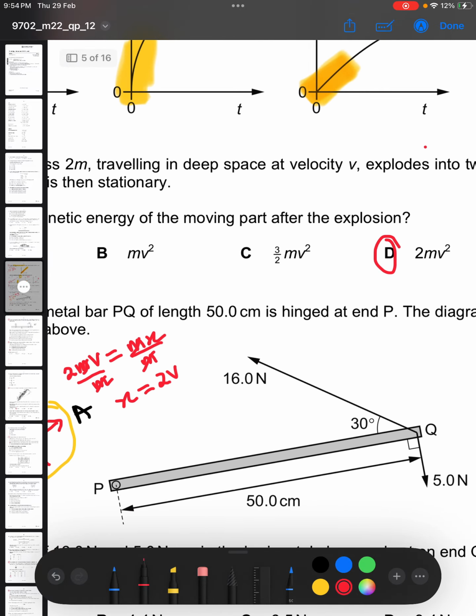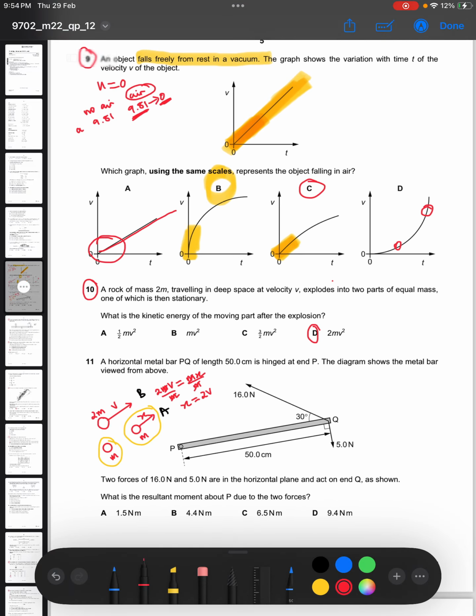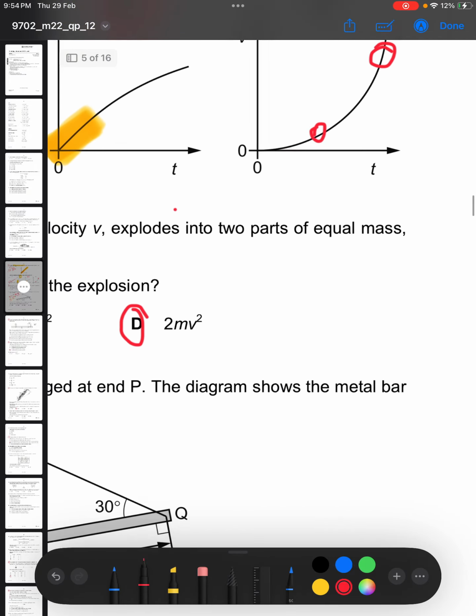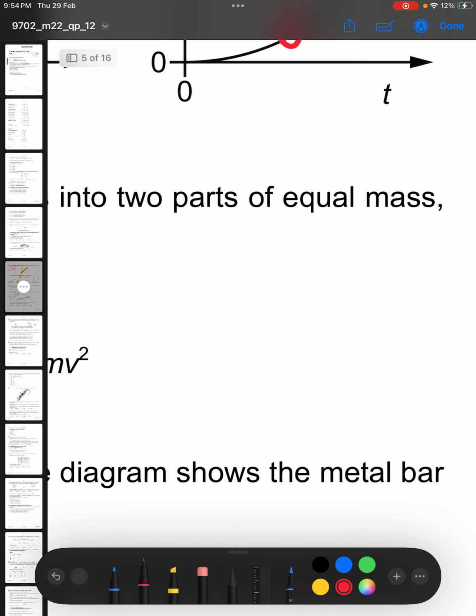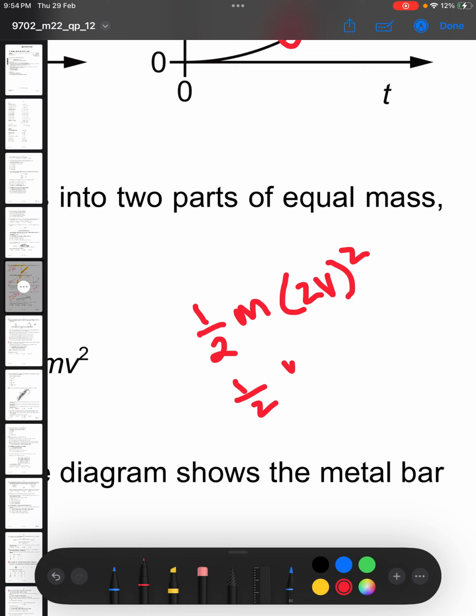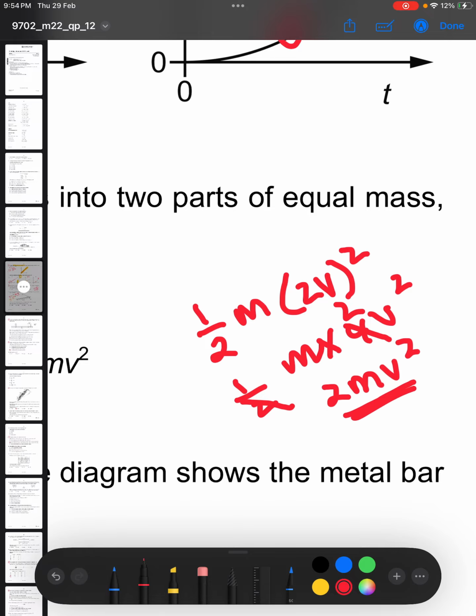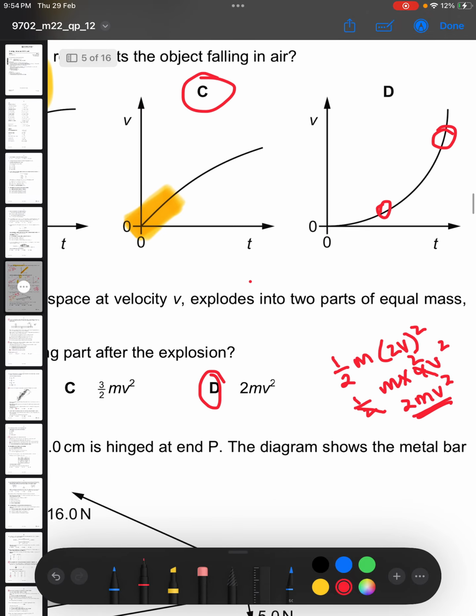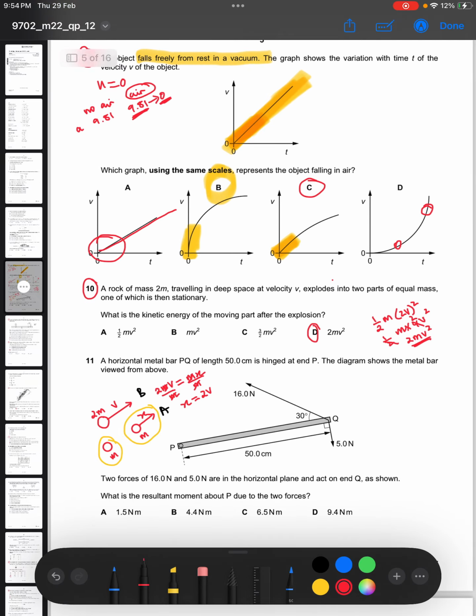So the velocity of the moving particle after the explosion is 2v. Now, knowing that its mass is m, its kinetic energy will be half m times its speed squared. But its speed is 2v, so 2v squared. This becomes half m times 4v squared. Half of 4 is 2. So this becomes 2mv squared. So 2mv squared represents our answer here for the kinetic energy after explosion.